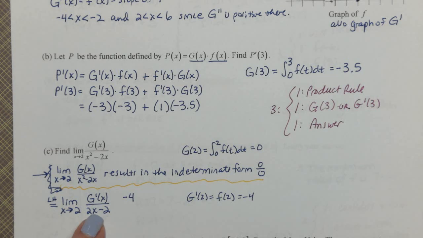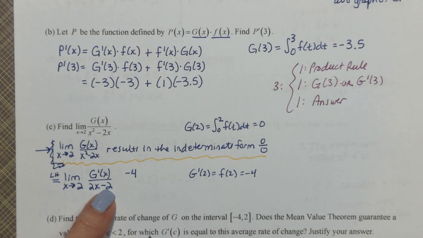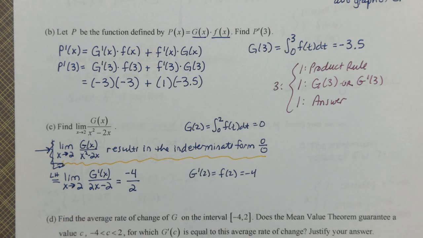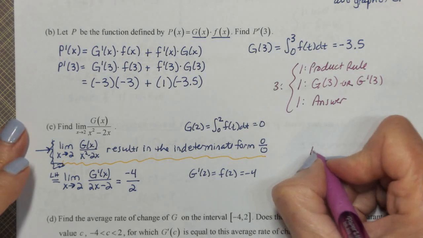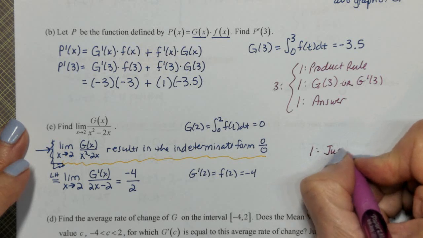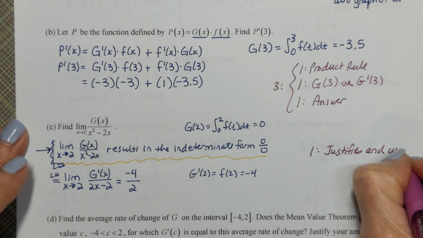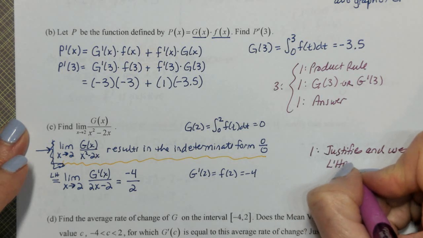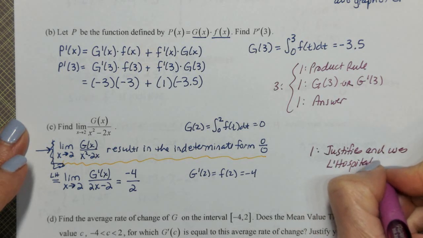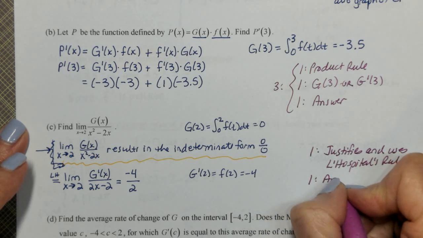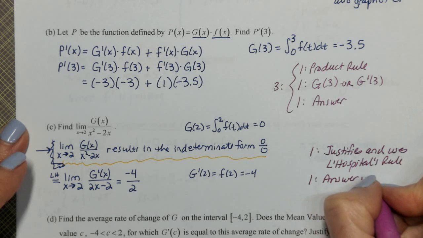2 in for x here. We're going to have 4 minus 2. That's 2. So that limit is negative 4 over 2, which is negative 2 if you want to simplify. 1 point for the answer with justification, which justifies and uses L'Hopital's rule.